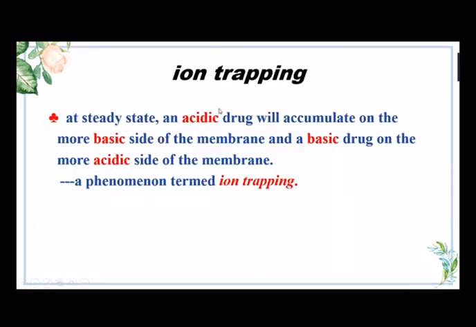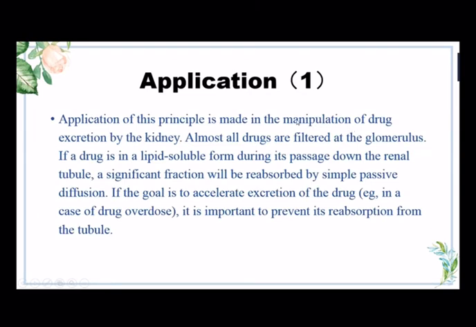Ion trapping. At steady state, an acidic drug will accumulate on the more basic side of the membranes, and a basic drug on the more acidic side of the membranes. We call it ion trapping. Application. Application of this principle is made in manipulation of drug excretion by the kidney.